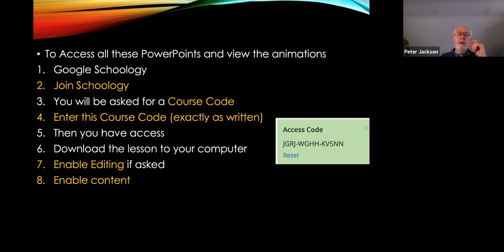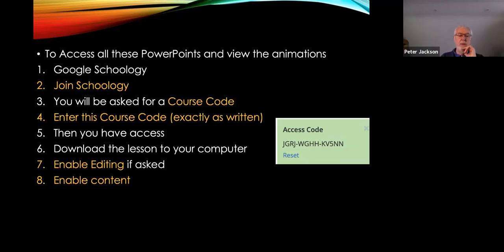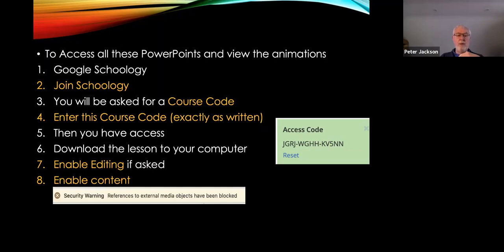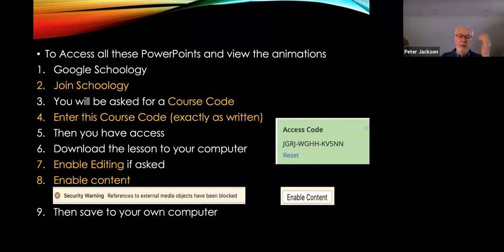And then if you're asked to enable content, much of the content connects via the internet, so you'll need internet access to get the videos and so on, or not all of them, just some of them. That will be the security warning: reference to external media objects have been blocked. So you click enable content and that will let you watch the videos. Then save it to your own computer and then you have it yourself. You can use it as often as you like and go over it time and time again.